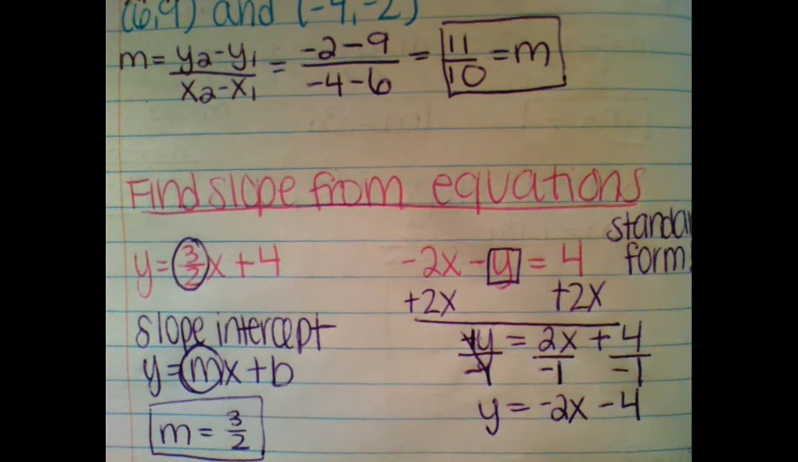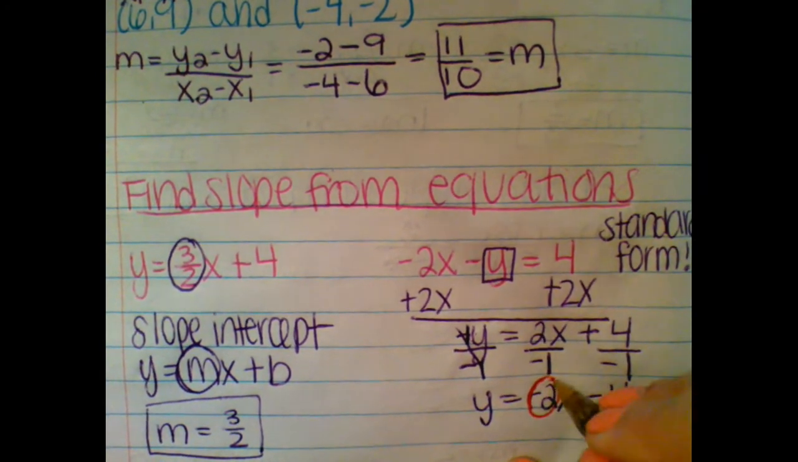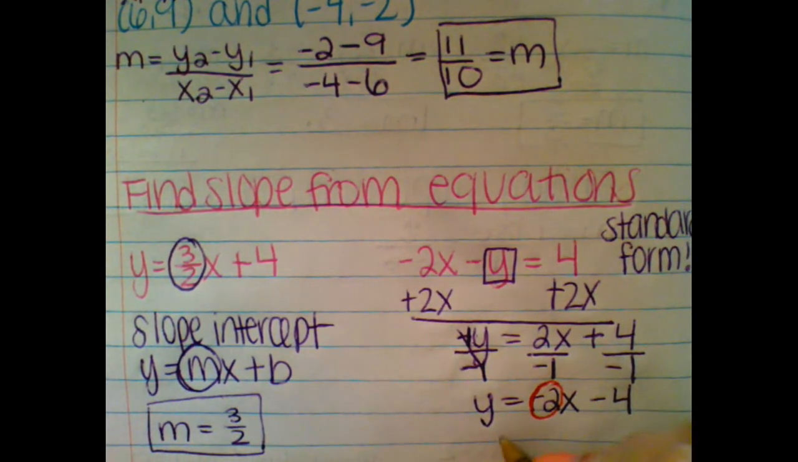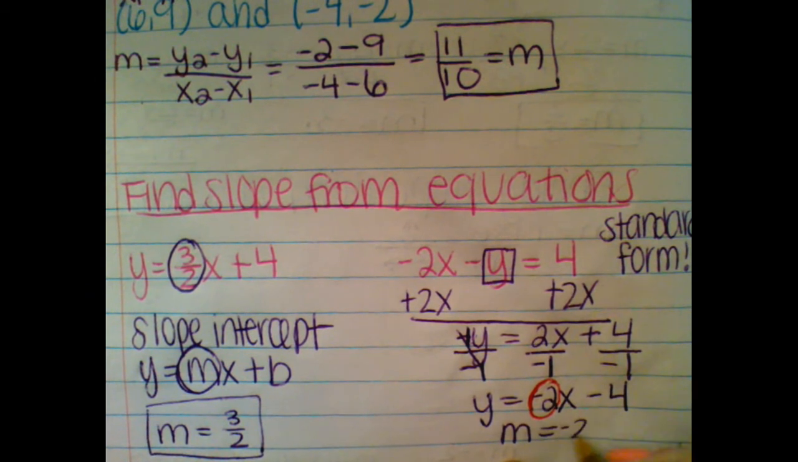So now you should be saying, okay, what's your slope? Well, remember, your slope is always whatever number is in front of the x, which in this case is the -2. So my m here is -2.